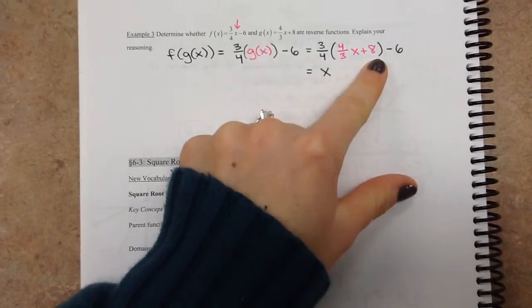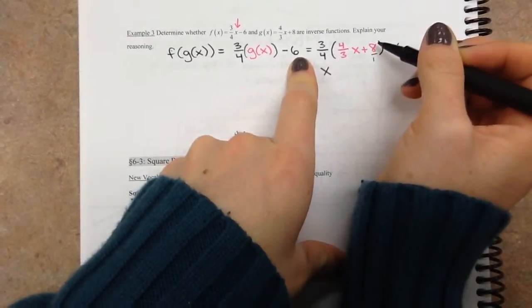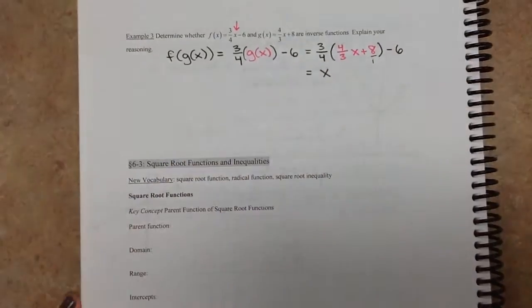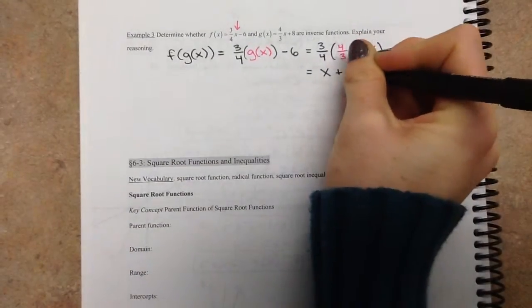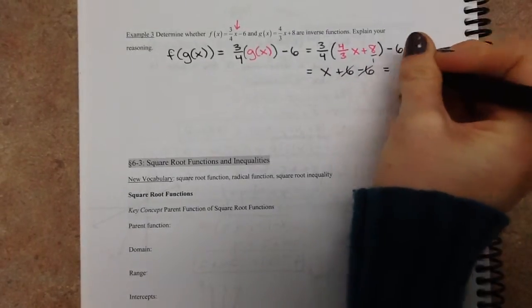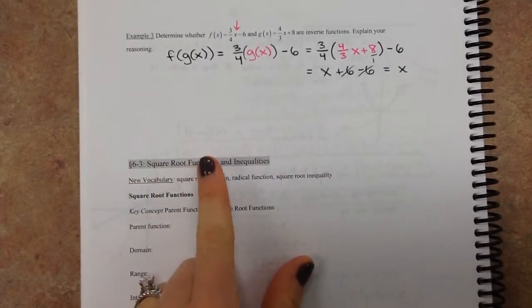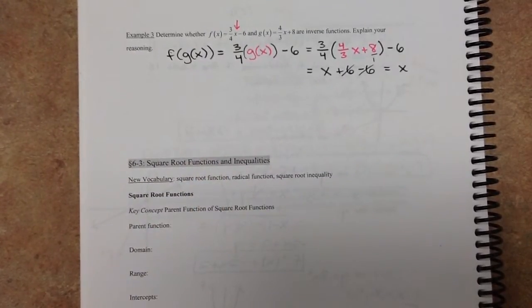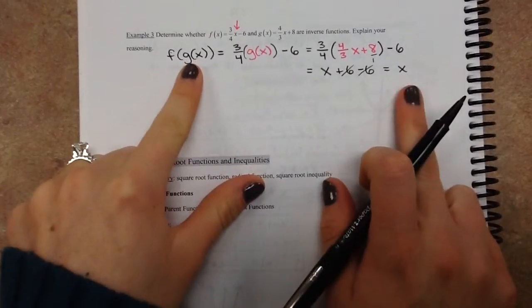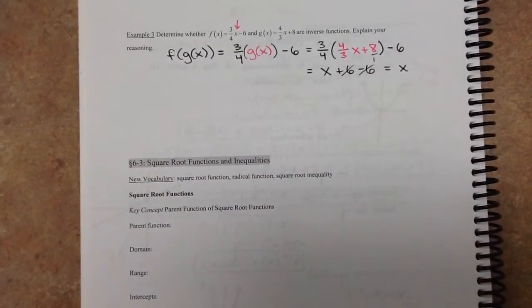3/4 times 8. If I picture this as 8 over 1, I have 3 times 8, which is 24 over 4. And 24 over 4 reduces down to 6. And then I have minus 6. And look at that, just what I was hoping for, I get x. So that's a good start. But remember, just because this one gives me x doesn't mean the other one will. So I've got to test the other one as well. If this doesn't give you x, then you can stop, because they both have to be x. So if one of them turns out not to be x, you may as well just stop there.